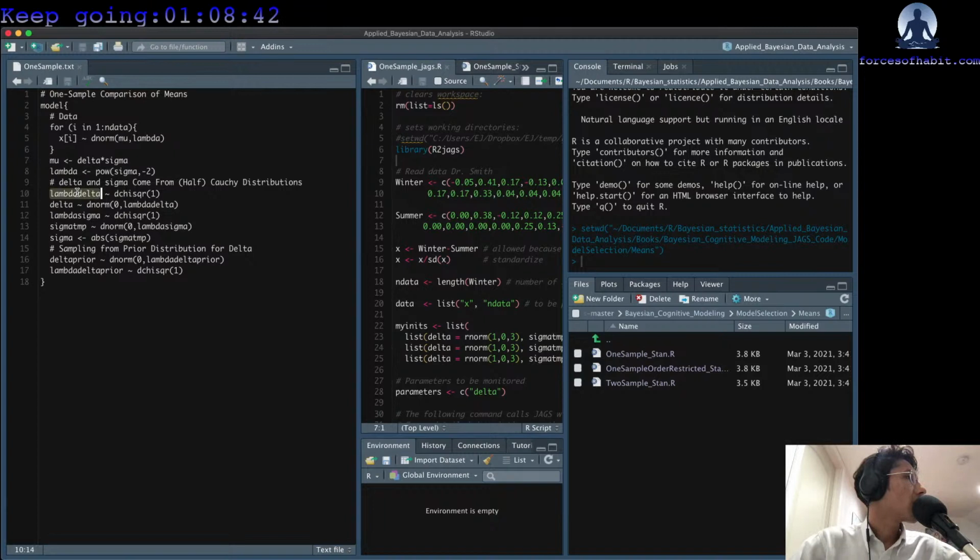Lambda delta is distributed chi squared. Delta is distributed normal. Why do we need these lambda deltas, lambda sigmas? What are they used for? Delta and sigma come from half Cauchy. It looks like we use these chi squares to get Cauchy distributions. So lambda delta is distributed chi. Sigma is the absolute value of the temp. This is a way, so we're not using that restricted range thing, but we're making it so that we only get the positive ones.